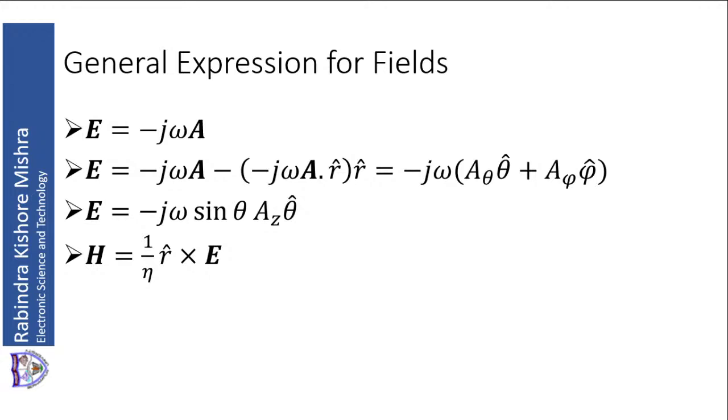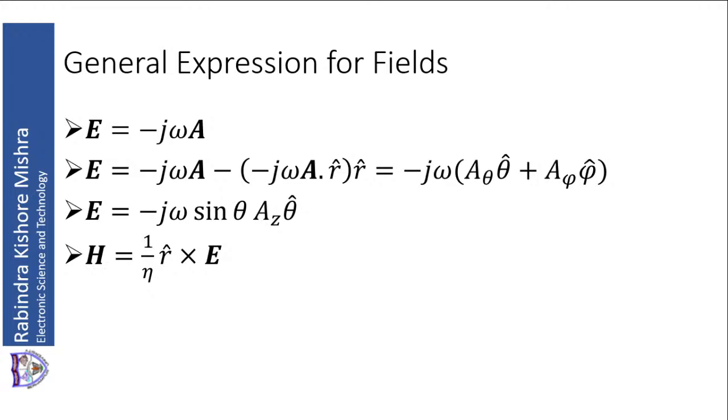So from the theta cap, A theta is equal to, as we have already seen, Az sine theta. Theta is the angle between the z axis and the position vector of the observation point. So that gives us sine theta Az. So E is equal to minus j omega sine theta Az theta cap.